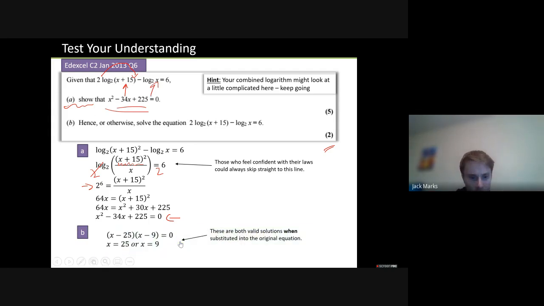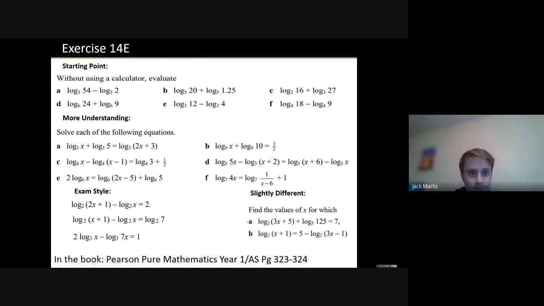25 and 9, they're both positives, so they're probably okay. Just check them here. 25 plus 9 is positive. 9 plus 15 is positive. 25 plus 15, 40, and 9 plus 15, 24. Yeah, they'll both be positive, okay? Over here, this just takes the values, so there won't be any issues. They are both correct in this case. This takes you then to 14e.